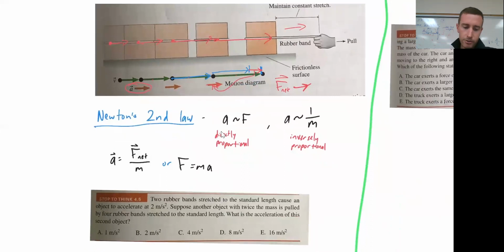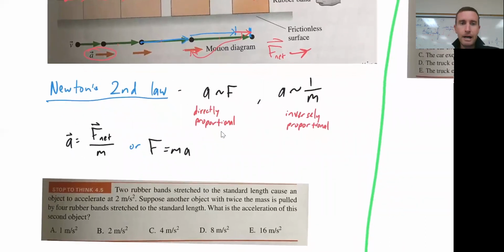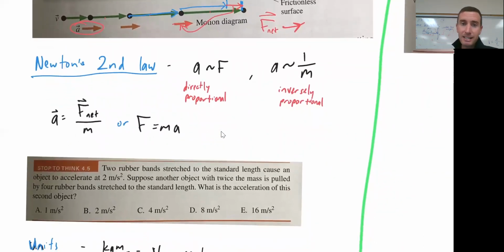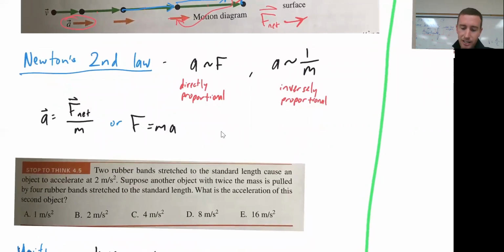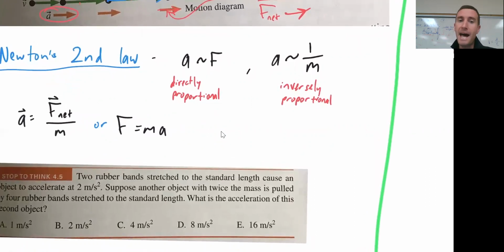All right, let's introduce Newton's second law. Newton's second law states that acceleration is directly proportional to force and acceleration is inversely proportional to mass. So directly proportional means when one thing gets bigger, the other thing gets bigger. So if the force gets twice as big, then the acceleration would also get twice as big, right? If I put twice the amount of force, the object will accelerate twice as fast. Sounds good. That's called a direct proportionality.